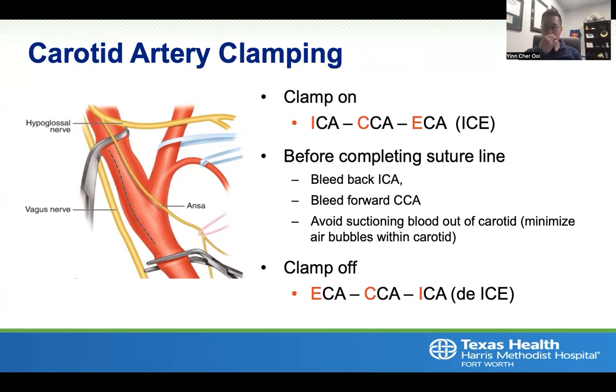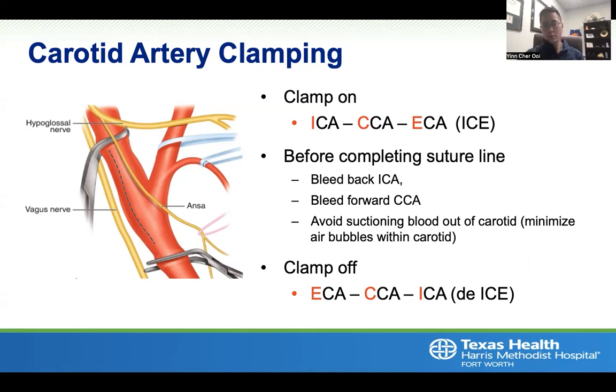Before completing the suture line, it is important to backbleed the internal carotid artery by temporarily releasing and replacing the ICA clamp. This is followed by forward bleeding the common carotid artery. This just allows any thrombus that's formed distal to the ICA clamp or proximal to the CCA clamp to be flushed out. Once you've done so, avoid suctioning blood out of the carotid as you complete the suture line. This just minimizes the air bubbles within the carotid.